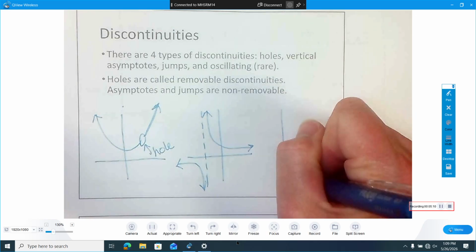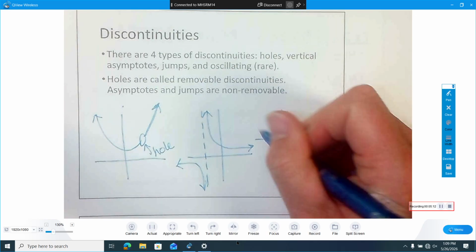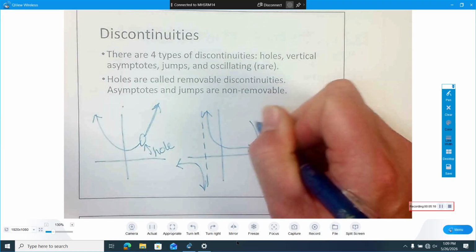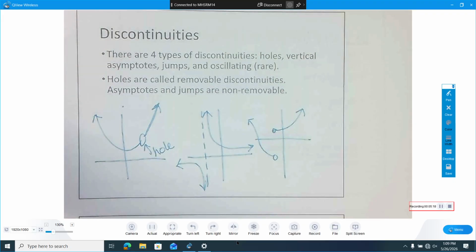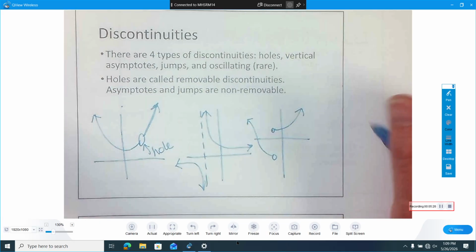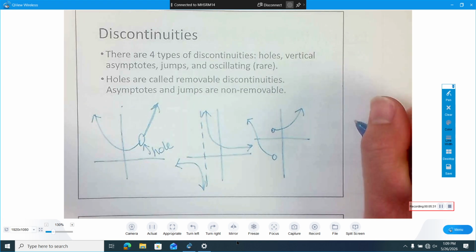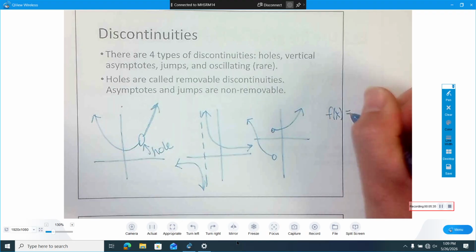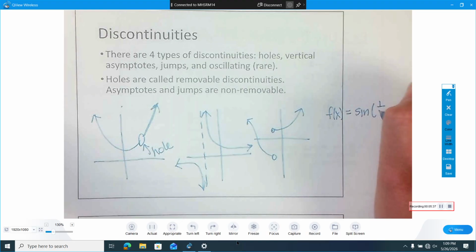Jumps. We just drew a jump. You can draw whatever you want, but maybe it looks something like this. There we go. Got a jump in the graph. Discontinuous, pretty easy. And then the one that is very different is oscillating. Oscillating discontinuities are rare, but I'll show you an example of one. The sine of 1 over x.